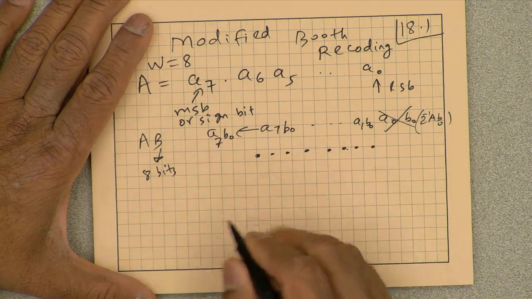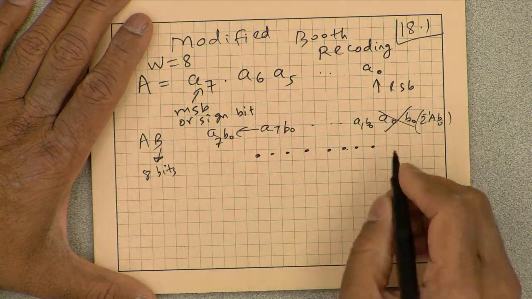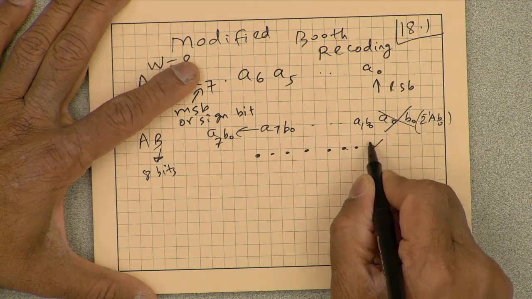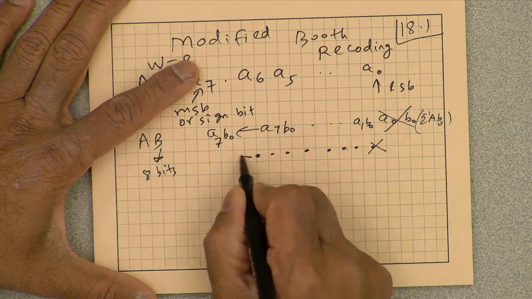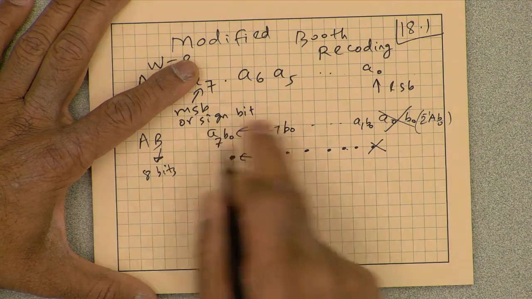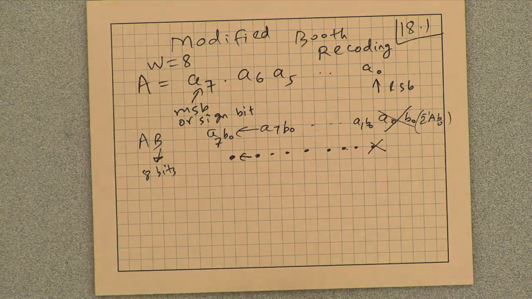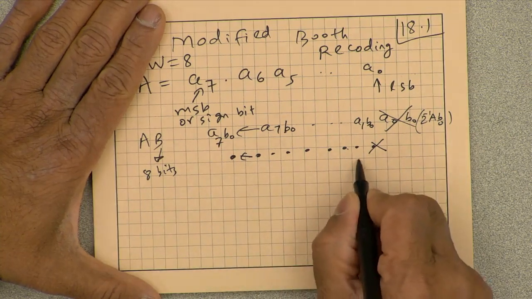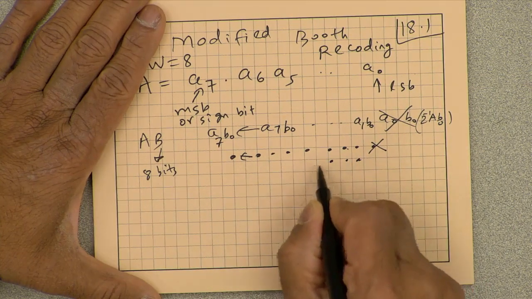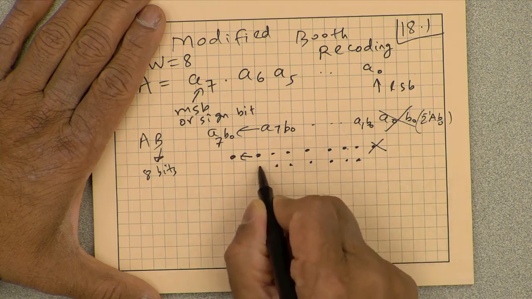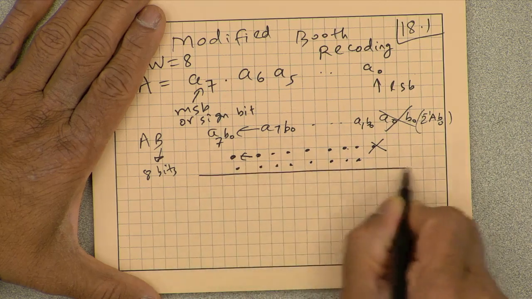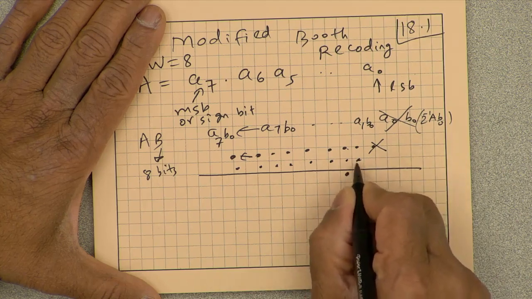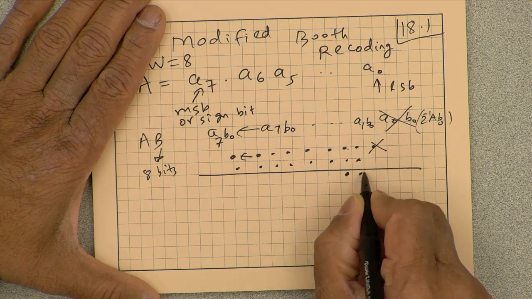I'm not going to write a lot of these things. So that's A times B0, and then take that out and sign extend. I put these dots so you know what I'm doing. The next one is A times B1. So we put these dots, and we add them, and then I have something here that I throw out.